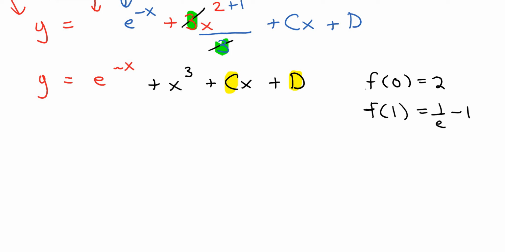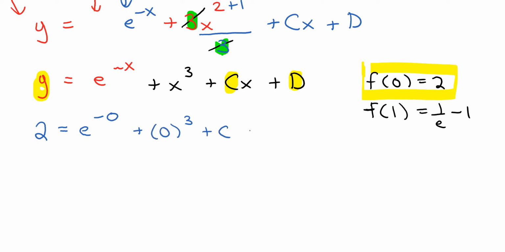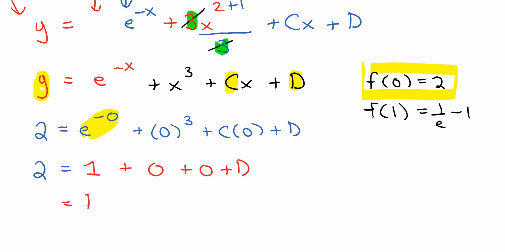Let's go ahead and use the very first initial condition here, f of 0 equals 2. So what that means is the y value there will now change to a 2 equals e to the power negative 0 plus 0 to the power 3 plus c times 0 plus d. Okay, and if I keep on going here, this will be 2 equals, well, anything to the power of 0 is going to be 1, plus 0 plus 0 plus d. And if you solve for that, d will now equal 1. So d equals 1 for that particular equation there.